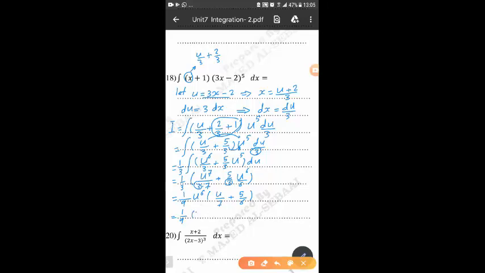It is (3x - 2)^6, and u again will be (3x - 2) all over 7, plus 5 over 6, plus c. That is the answer. Here, as you can see, it is a fractional function, a rational function.